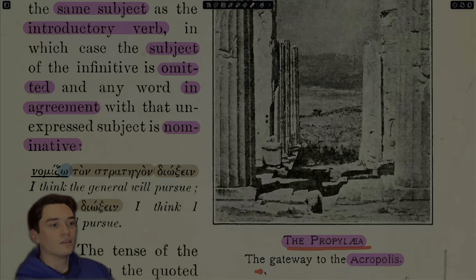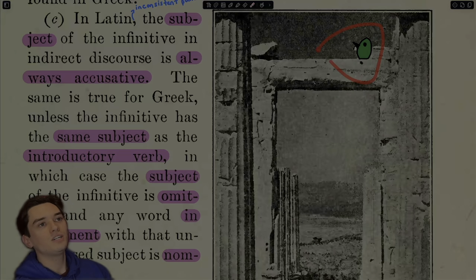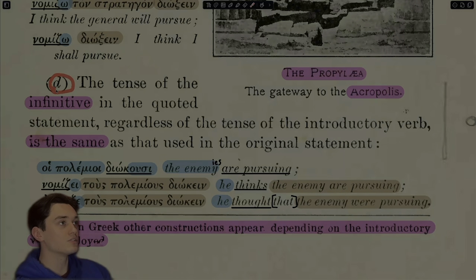The Propylaea, the gateway to the Acropolis. And here you can see Reggie perched up there. Now it's going to give you another example of indirect discourse.